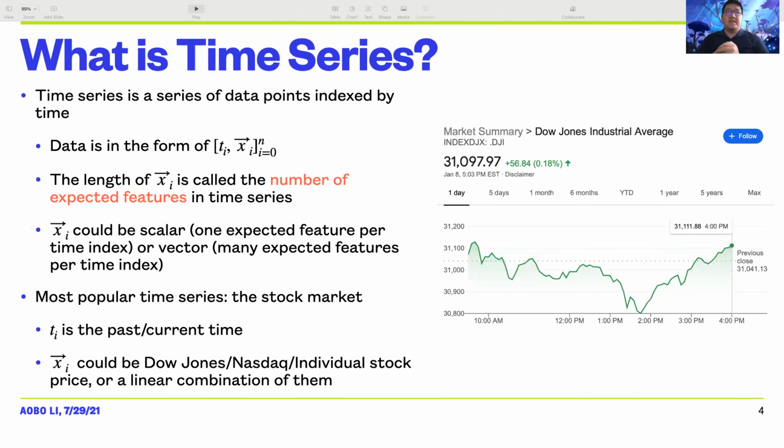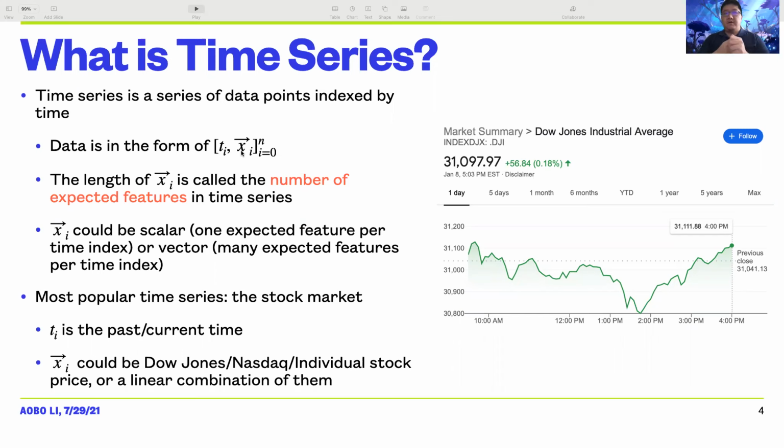Okay, so what is a time series? A time series is a series of data points indexed by time. The data is in the form of Ti, Xi, and as you can see, Xi is actually a vector. The length of this vector is what we call the number of expected features in the time series. So Xi could be a scalar, which means we only have one expected feature per time index, or it could be a vector, which means we have many expected features per time index.